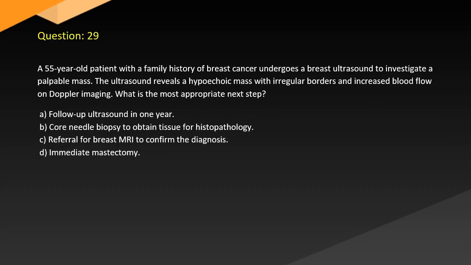Question 29. A 55-year-old patient with a family history of breast cancer undergoes a breast ultrasound to investigate a palpable mass. The ultrasound reveals a hypoechoic mass with irregular borders and increased blood flow on Doppler imaging. What is the most appropriate next step? A. Follow-up ultrasound in 1 year. B. Core needle biopsy to obtain tissue for histopathology. C. Referral for breast MRI to confirm the diagnosis. D. Immediate mastectomy.